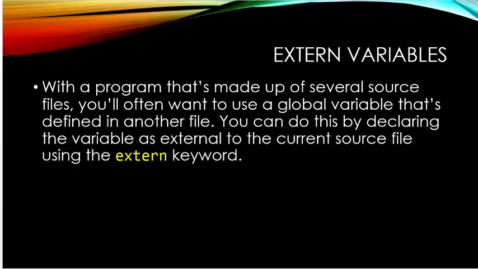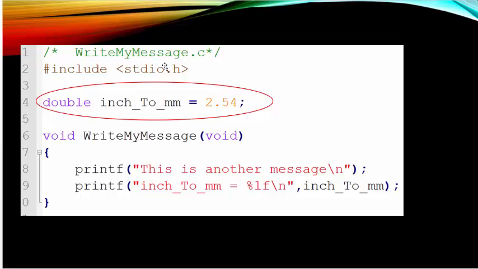You can do this by declaring the variable as external to the current source file that you're using, and we'll use the extern keyword to show that. So let me show you what I mean. So here's my file that was called write my message. It doesn't have a main, right? It just has a function definition in it, and it actually includes standard I/O too.